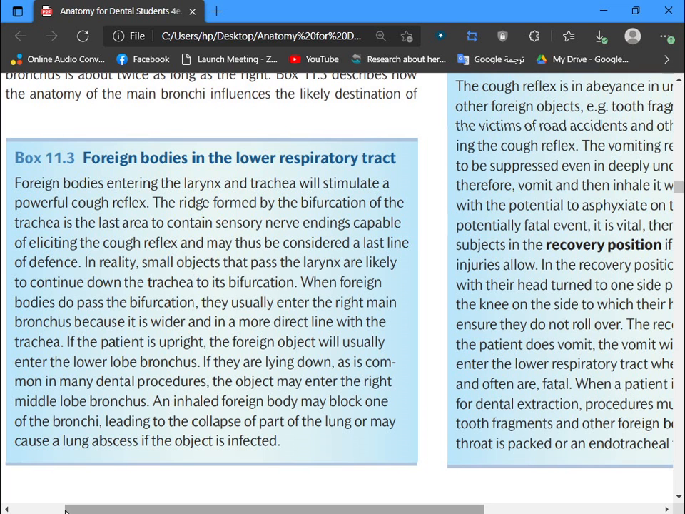If they are lying down, as is common in many dental procedures, the object may enter the right middle lobe bronchus. An inhaled foreign object may block one of the bronchi, leading to the collapse of part of the lung, or may cause a lung abscess if the object is infected.